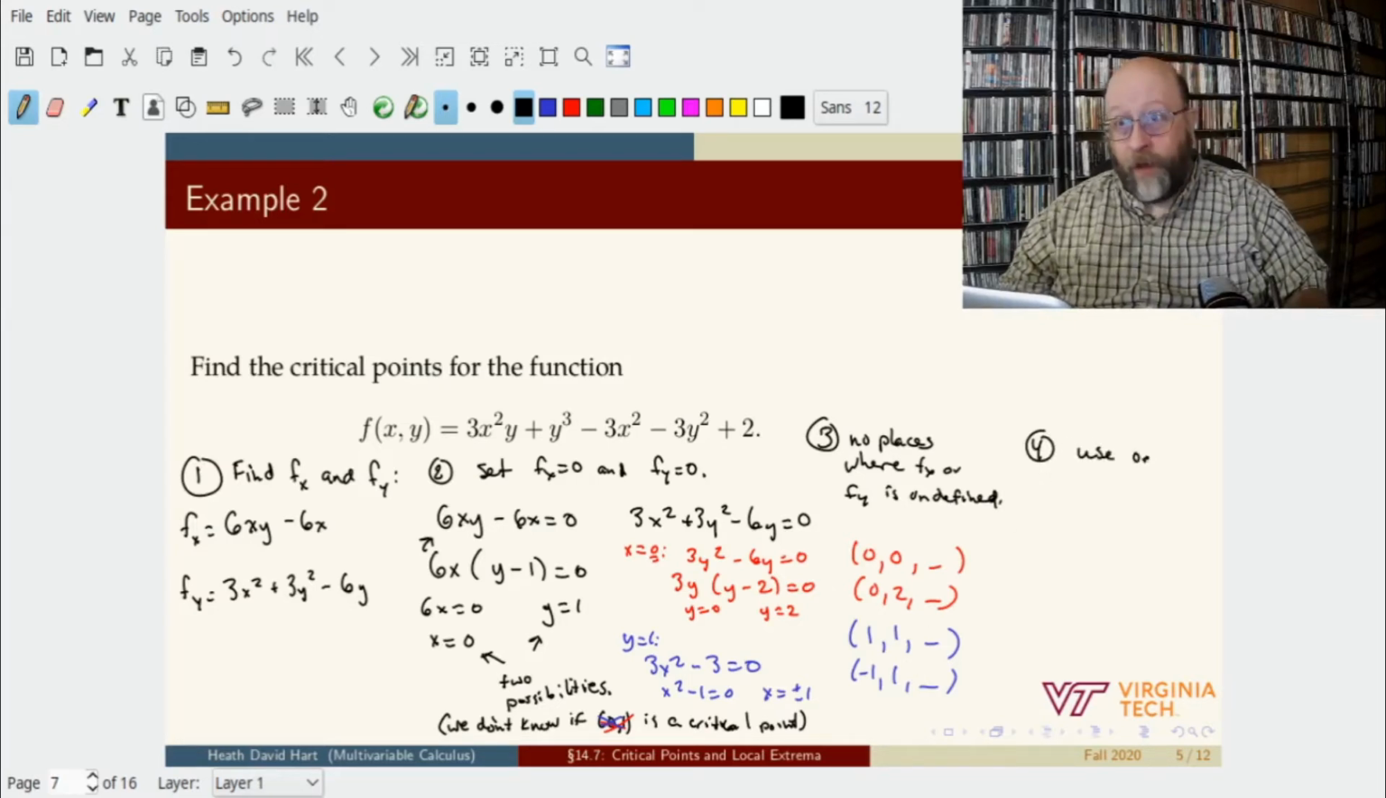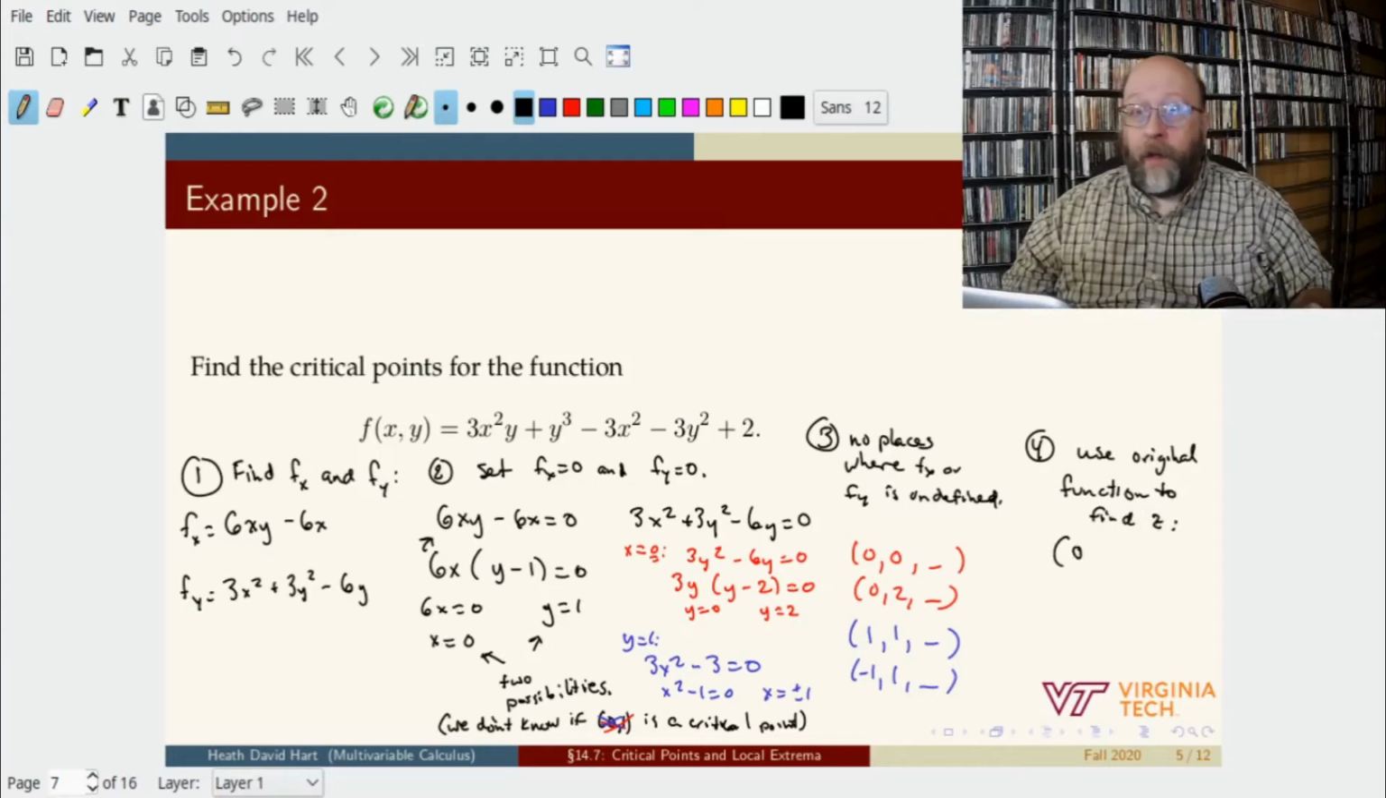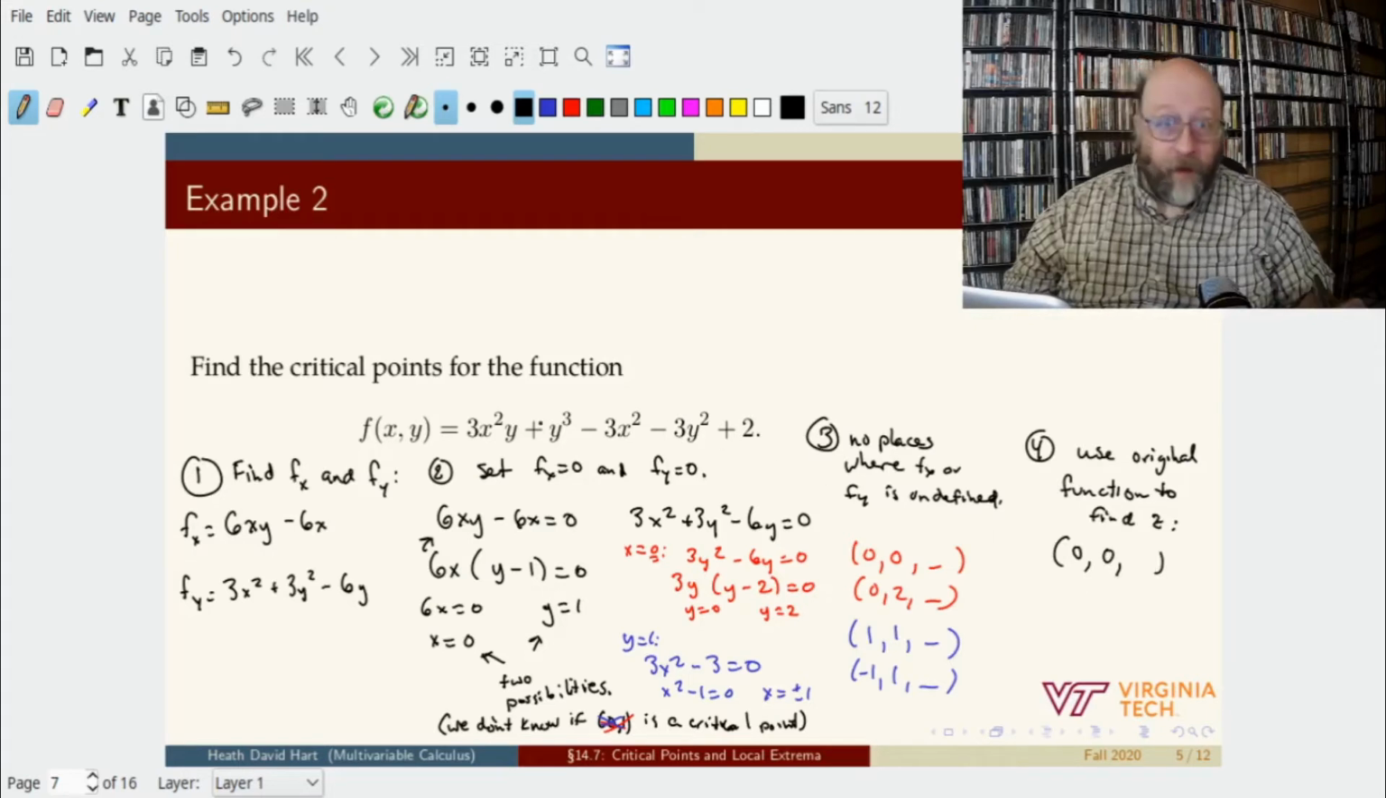Use the original function to find z. Well, that's just a matter of doing some calculations. When I plug 0, 0 into the original function, everything turns out to be 0 except for the last term. I get a 2. When I plug in 0, 2 into the original function, this is 0 plus 8 minus 0 is still 8, minus 12 is negative 4, plus 2 is negative 2.